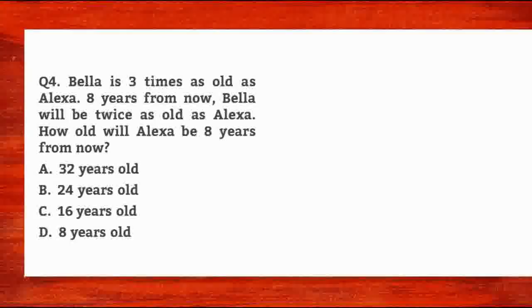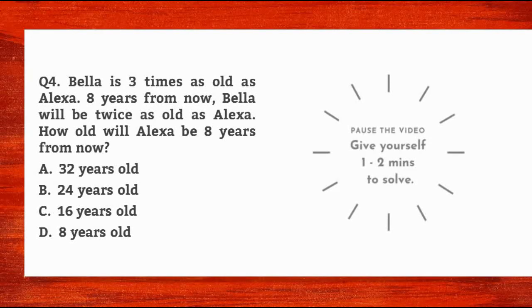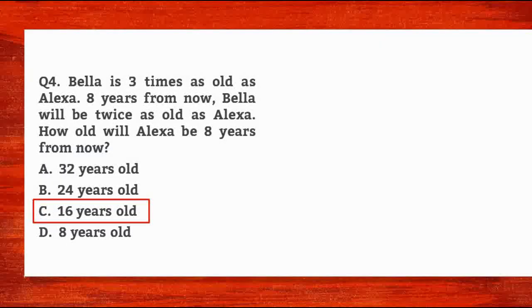Bella is 3 times as old as Alexa. 8 years from now, Bella will be twice as old as Alexa. How old will Alexa be 8 years from now? A. 32 years old, B. 24 years old, C. 16 years old, and D. 8 years old. The correct answer is letter C.